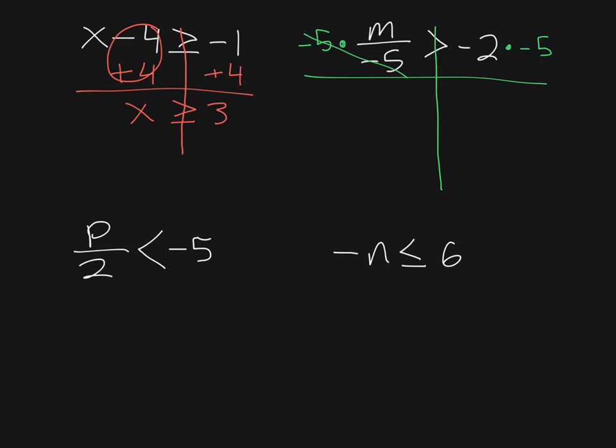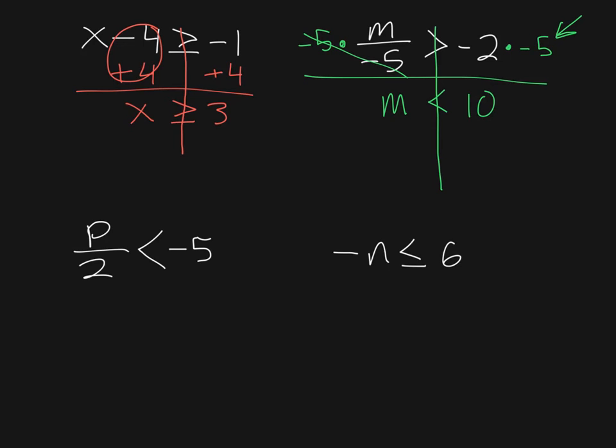On the left side, we have m. Negative 2 times negative 5 is positive 10. But because we multiplied by this negative 5, this inequality symbol flips. And instead of greater than, it becomes less than. m is less than 10.